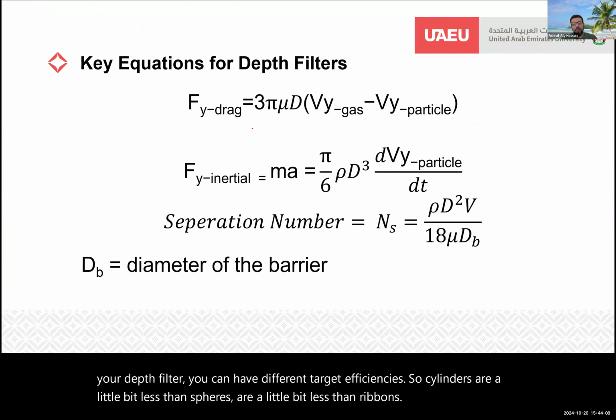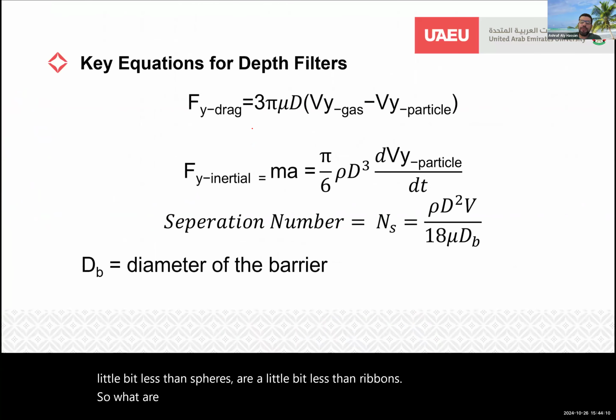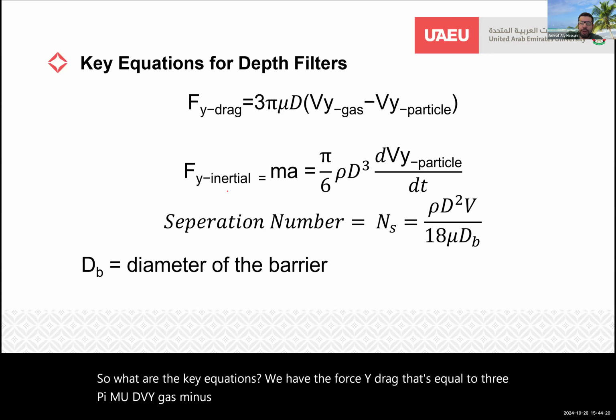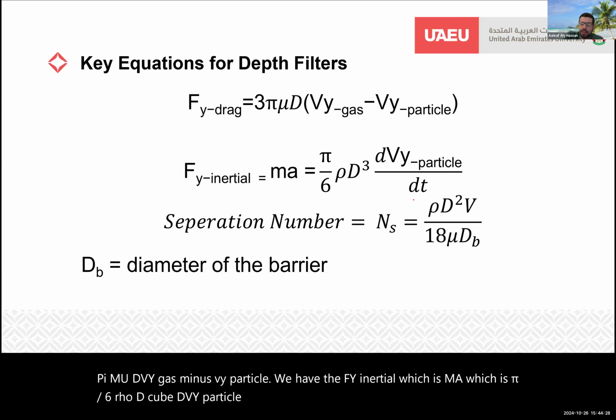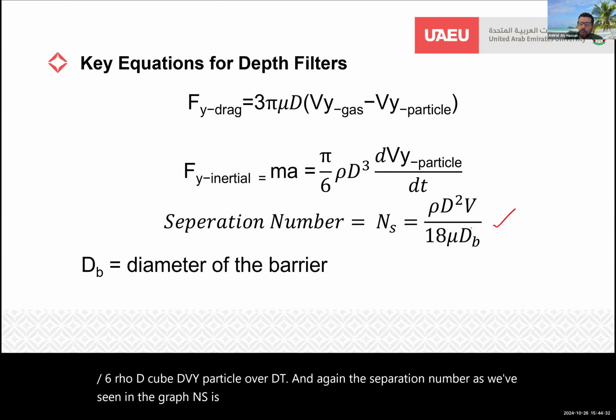So what are the key equations? We have the drag force in y, which is equal to 3 pi mu d times (Vy gas minus Vy particle). We have the inertial force, Fy, which is m a, which is pi over 6 rho d cubed times dVy particle over dt. And again, the separation number, as we've seen in the graph, Ns is equal to rho d squared V over 18 mu dB, where dB is the diameter of the barrier.